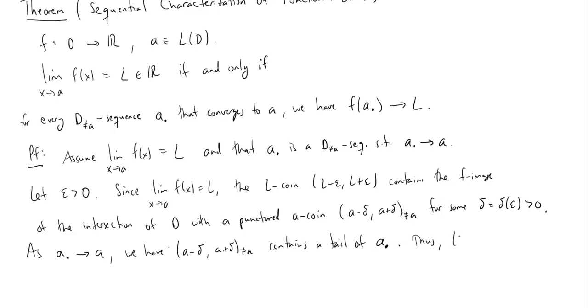Thus, L minus epsilon, L plus epsilon contains a tail of, well, not A dot, but remember, this contains the F image of things in the intersection of D with this punctured A coin. So it contains a tail of F of A dot. Okay, and that's what it means, though, right, for F of A dot to converge to L.